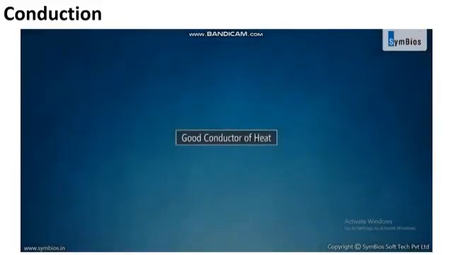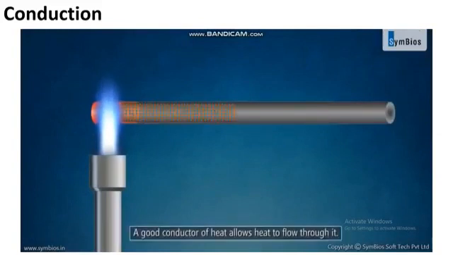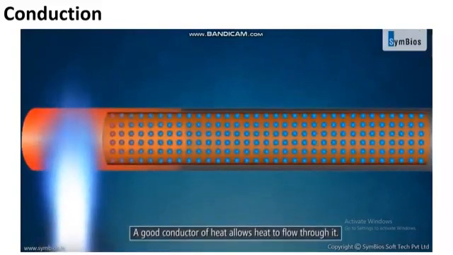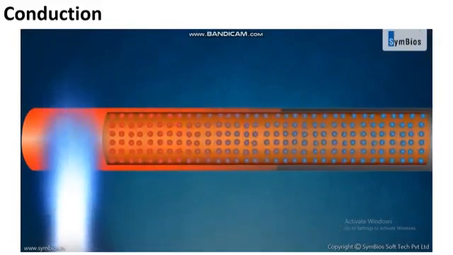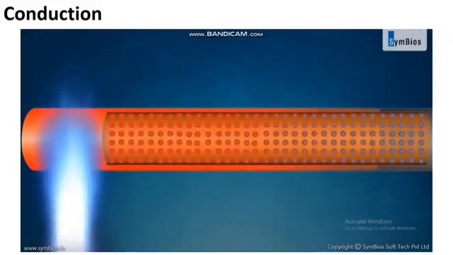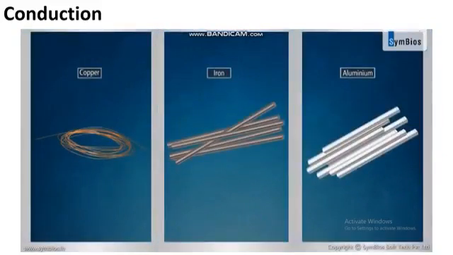Good conductor of heat. Conduction of heat depends on the material. A good conductor of heat allows heat to flow through it because of its free electrons. Metals like copper, iron, and aluminium, etc., are good conductors of heat.